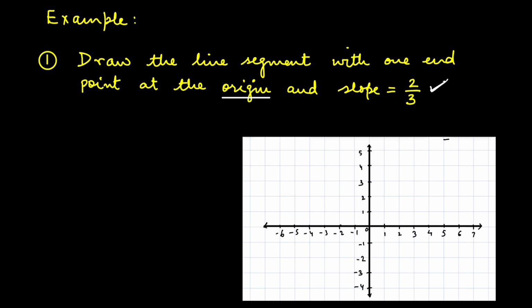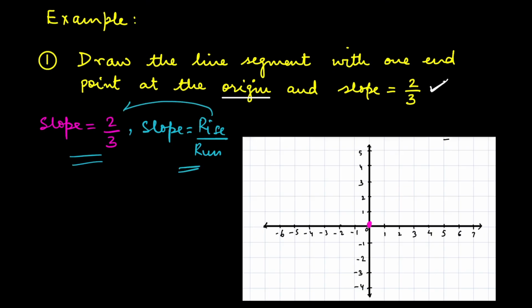So in this we first mark the origin as one endpoint and the slope is given 2/3. So the formula for the slope is rise over run. If we compare these two, you can see that the rise is 2 and the run, the denominator term, is 3. Both are positive. So whenever rise is positive, that means we have to count 2 units upwards, and the run is positive, so we count 3 units towards right.